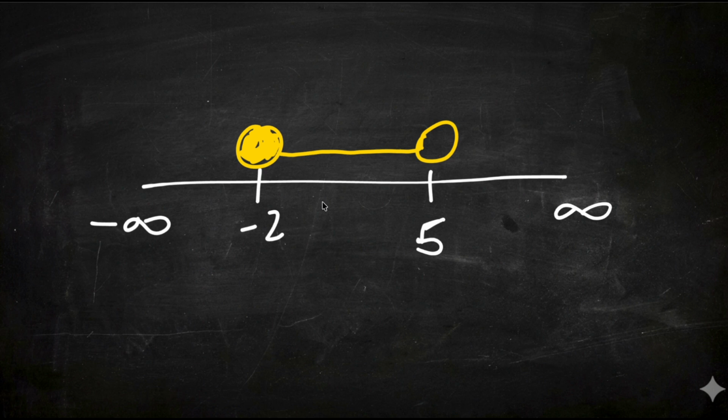Okay, so the smallest number, again, that we can have here is -2. And the biggest number that we can have here is 5. Now there is a closed circle on -2, which means it's going to have a bracket. And there's an open circle on 5, which means it's going to have a parenthesis. Is this what you got?